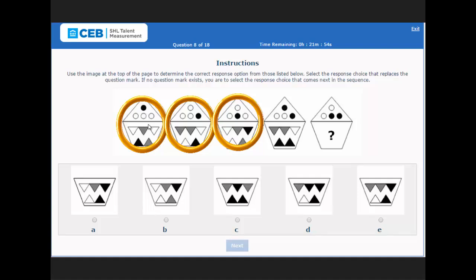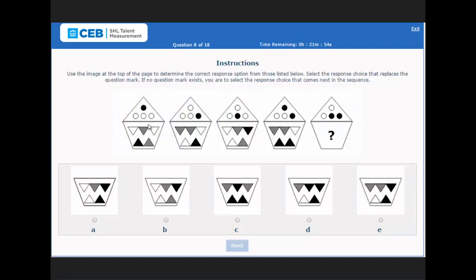Looking at the first three frames in the sequence, the first three pentagons, you cannot see any observable pattern. It is more or less the appearance of the black dot on the top section of the frame, as well as the gray, the black and the white triangles inside the trapezoidal bottom section of each frame. They are more or less random, so we cannot find any kind of correlation between these two elements.